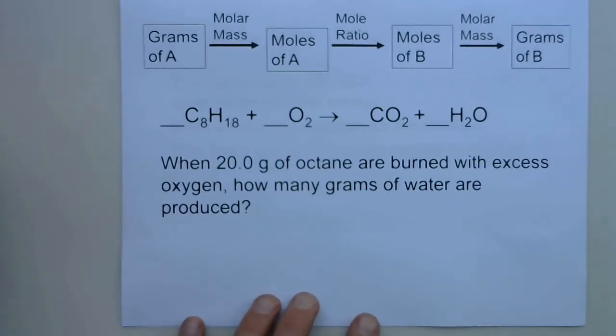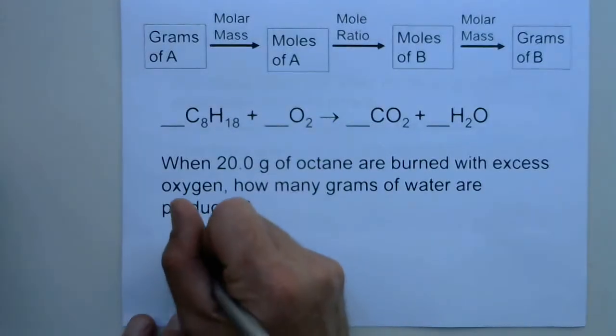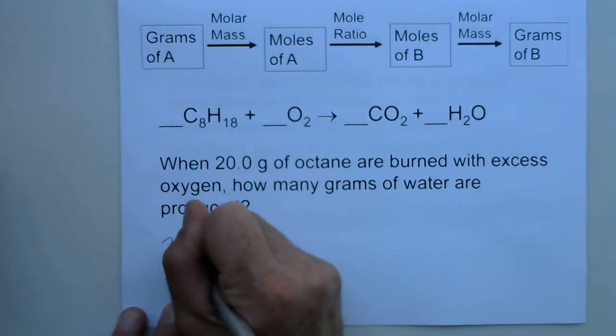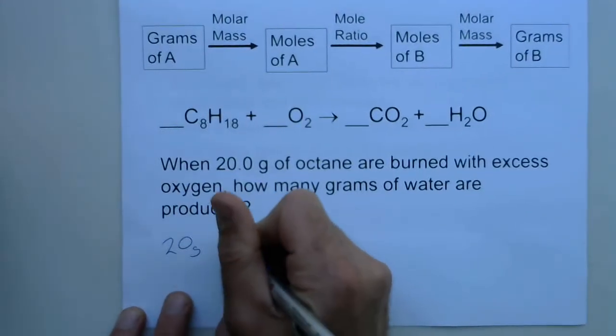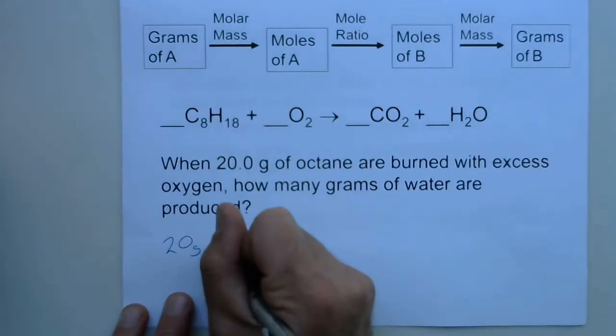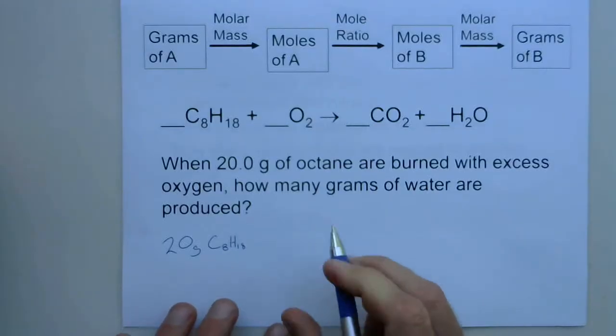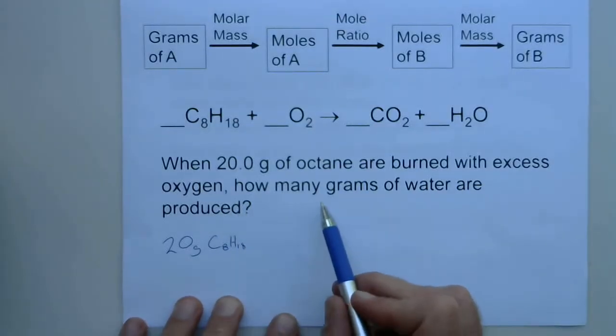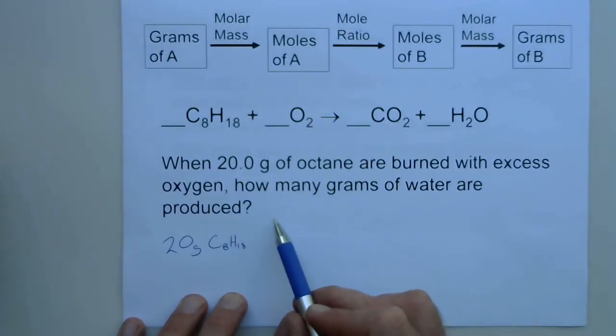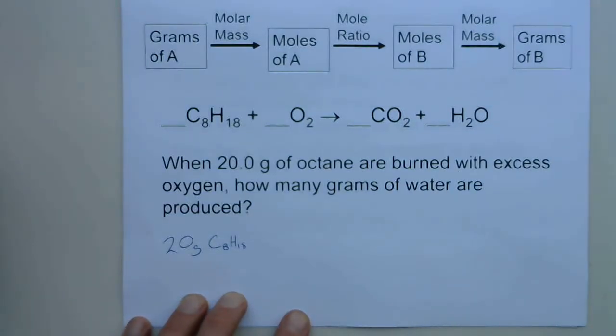All right, this one. So first thing we need to do in this one is, it looks like, write a balanced equation. So we'll get a little bit more practice with that. And then once we have that, we want to see when 20 grams of C8H18 octane are burned with excess oxygen, how many grams of water are produced? All right, so first thing is to balance this equation.